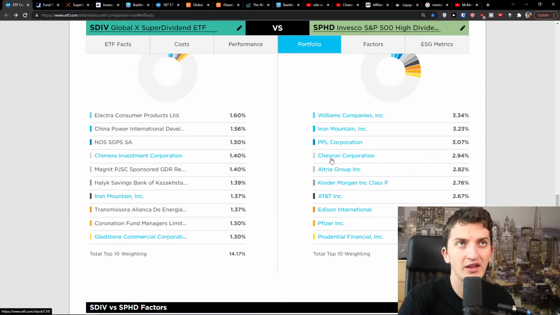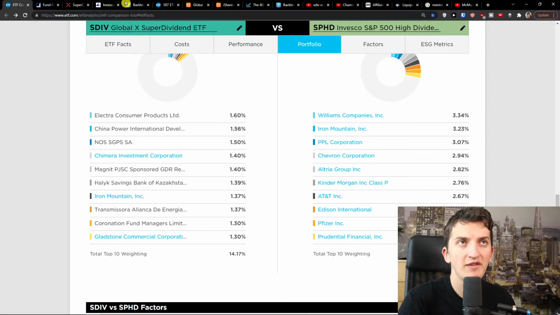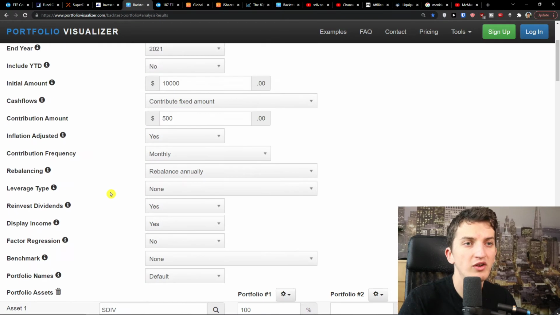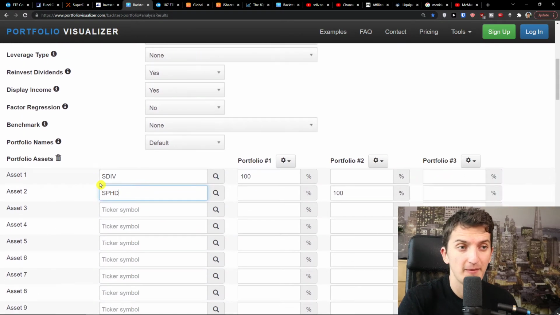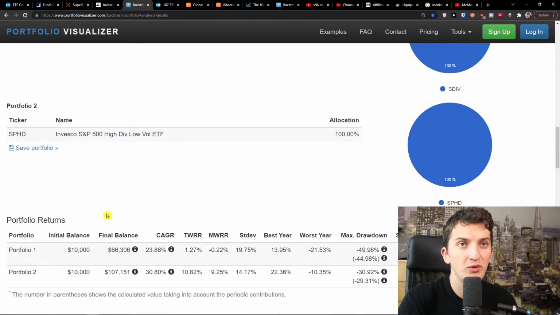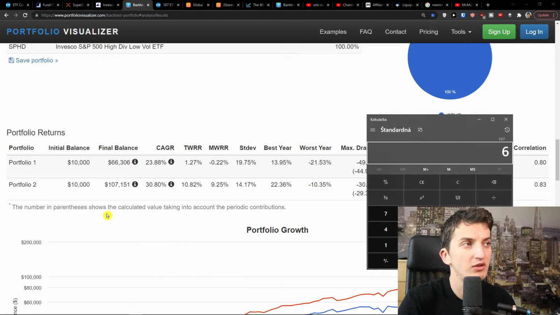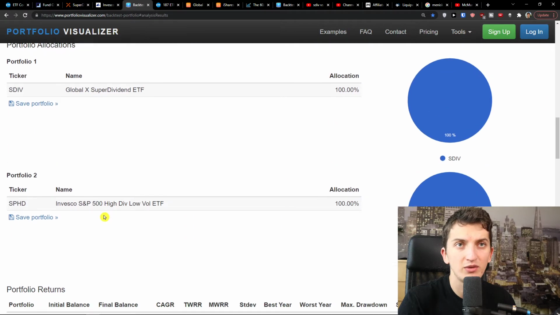But let's look and analyze how well they performed from a backtest perspective, SDIV versus SPHD. Let's say we invest $10,000 initially, and then we invest $500 monthly, and we reinvest the dividends. So, analyze portfolio. And we see that with SPHD, we would make $41,000 more compared to SDIV.